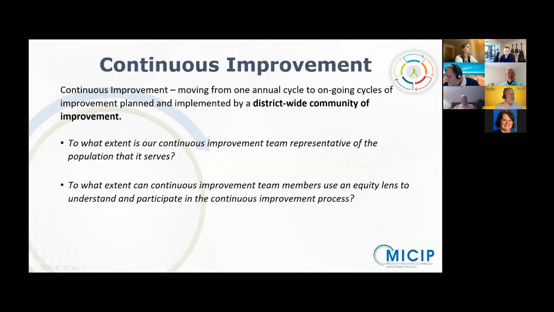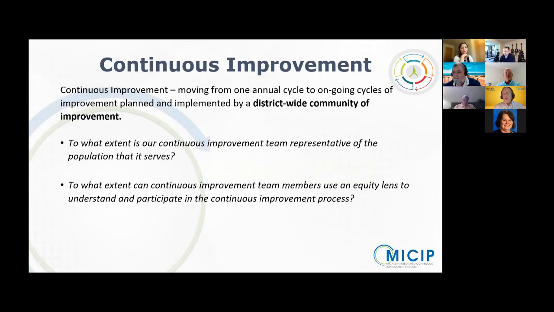So, taking a brief tour of each of these individual components of the mindset. First of all, in terms of continuous improvement, there are really 2 key components, as we've said in the past, when we're talking about the mindset of continuous improvement. So the first is moving from that annual to ongoing cycles of improvement, as well as, and in this case, we're really going to focus on the part that's the district-wide community of improvement, as opposed to the schools and the district operating in isolation from each other.